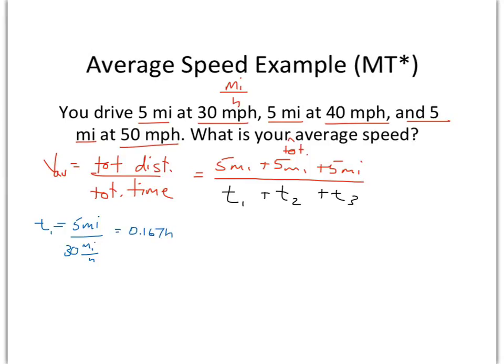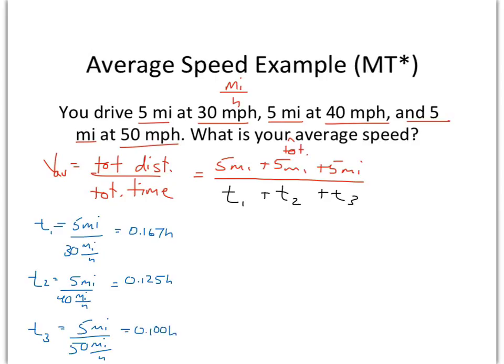I don't know exactly how many minutes that is offhand, but that's okay. Time 2. What time is that? Well, that's 5 miles, the distance driven, divided by 40 miles per hour. All right, and that's going to be 0.125 hours. And our time 3 is going to be 5 miles divided by 50 miles per hour. All right, and that's going to be 0.100 hours right there.